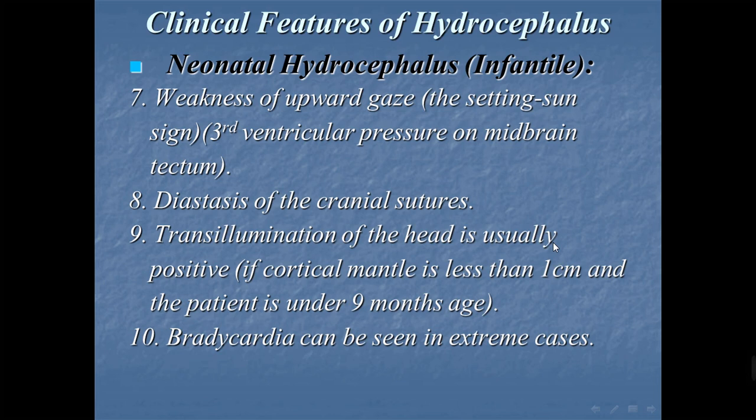First of all, the patient must be less than 9 months of age, and then I do the test in a dark room. If the test is positive, this means that the cortical mantle, I mean cortical thickness of the brain, is less than 1 cm. So this means that there's severely atrophied brain tissue. While if the cortical mantle is more than 1 cm, the test will be negative. So if the test is negative, it's better than to be positive. Lastly, bradycardia can be seen in extreme cases, and you know this is a sign of increased cranial pressure, which I mentioned in the last lecture.